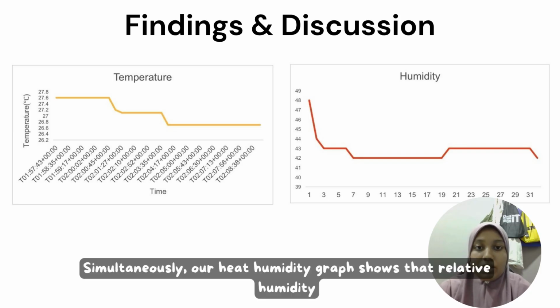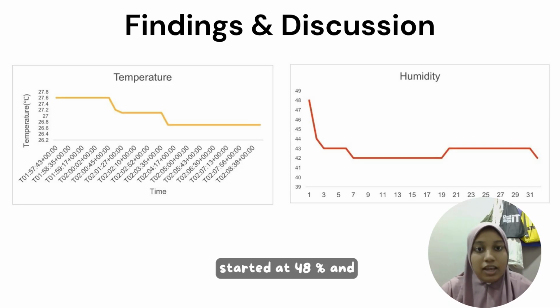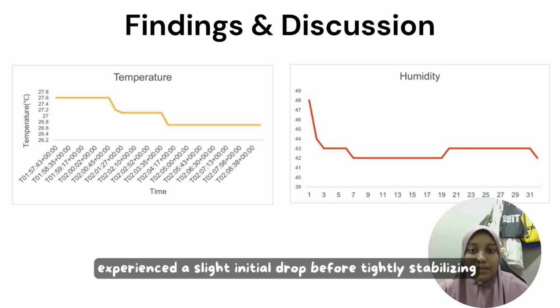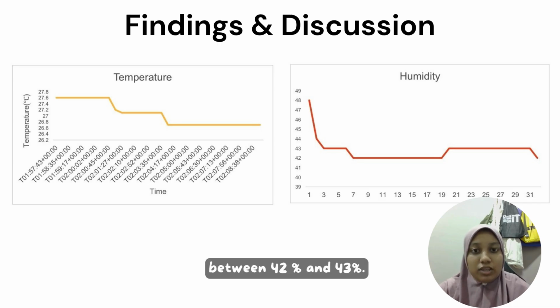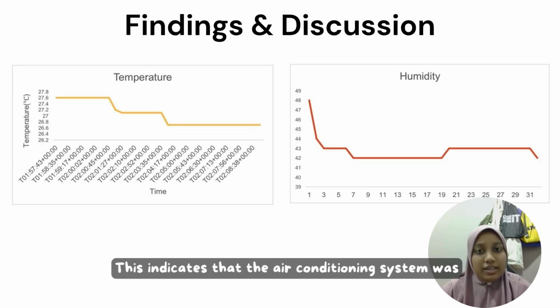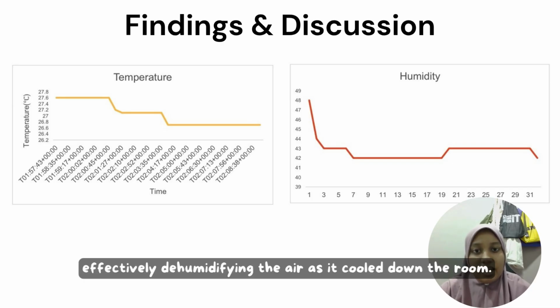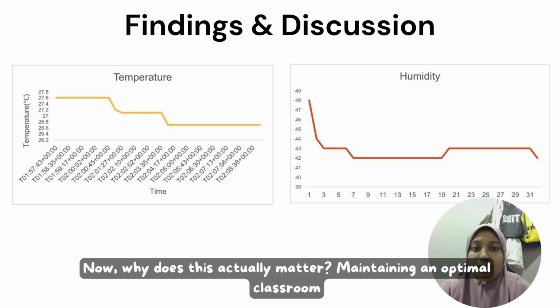Simultaneously, our humidity graph shows that relative humidity started at 48% and experienced a slight initial drop before tightly stabilizing between 42% and 43%. This indicates that the air conditioning system was effectively dehumidifying the air as it cooled down the room. Now, why does this actually matter?